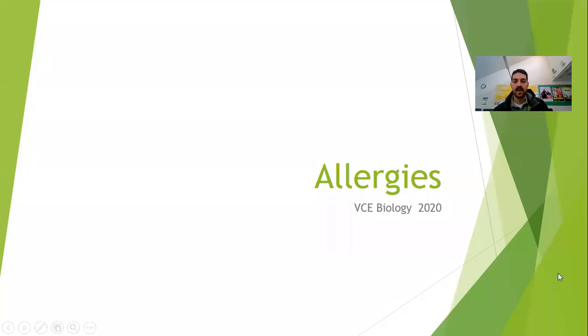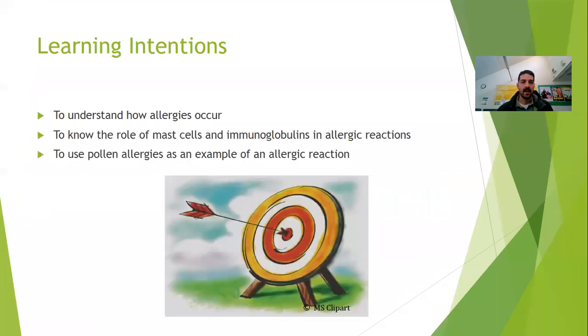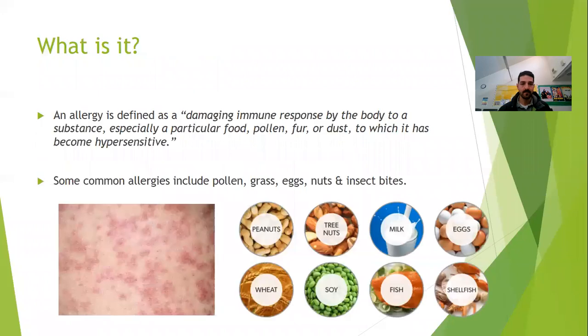Hey guys, so this video today is about allergies. It's obviously one of the last topics we'll cover in the immune system. Our learning intention is to understand, first of all, how allergies occur, and we're going to look at the role of mast cells and a protein called an immunoglobulin. We did touch on that, just another name for an antibody, and how they are involved in the allergic reactions. And we're also going to use pollen as an example. Again, it's stated in our study design to cover that as our particular example to use. So we'll cover the basics of how that works also.